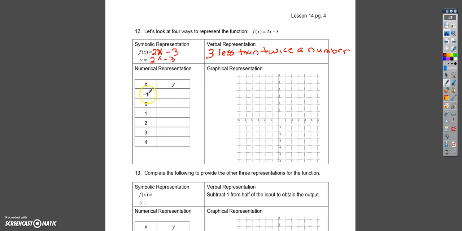Numerical representation, that means we put these in place of x, and I'm going to give them to you, and I want you to ask me about this in class. Where did I get these numbers? You're supposed to ask me that, so make yourself a note. So -5, -3, -1, 1, 3, 5.